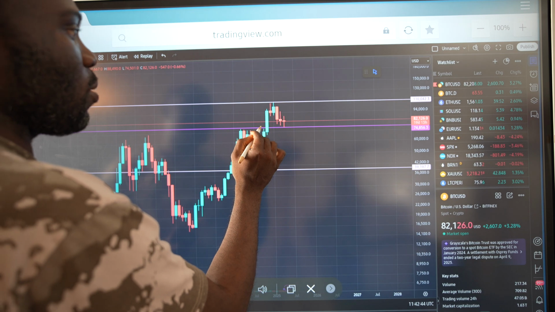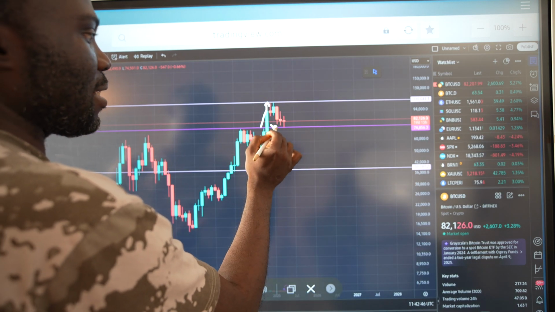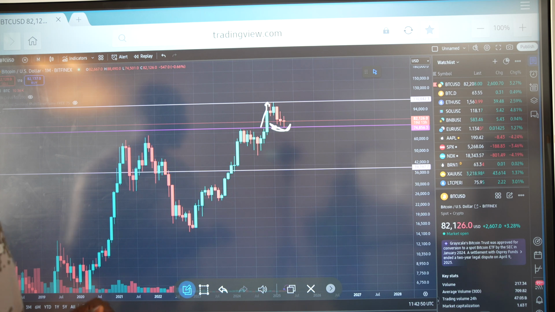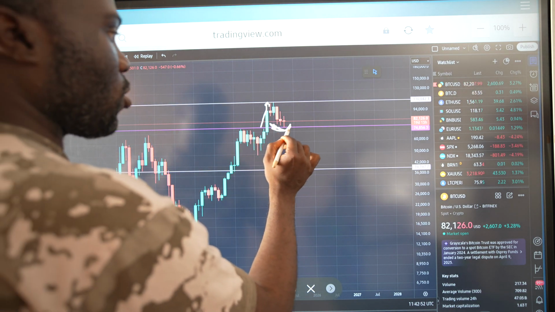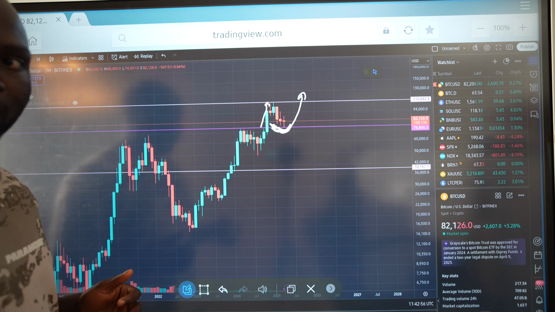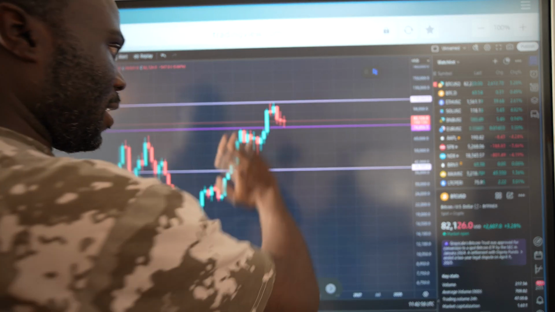Because look, since we broke out, we've not retested this level. This is the first set of tests of that level, which tells me that if this level continues to hold, then there's a high chance that we're going to push higher. Yes. So just pay attention here.